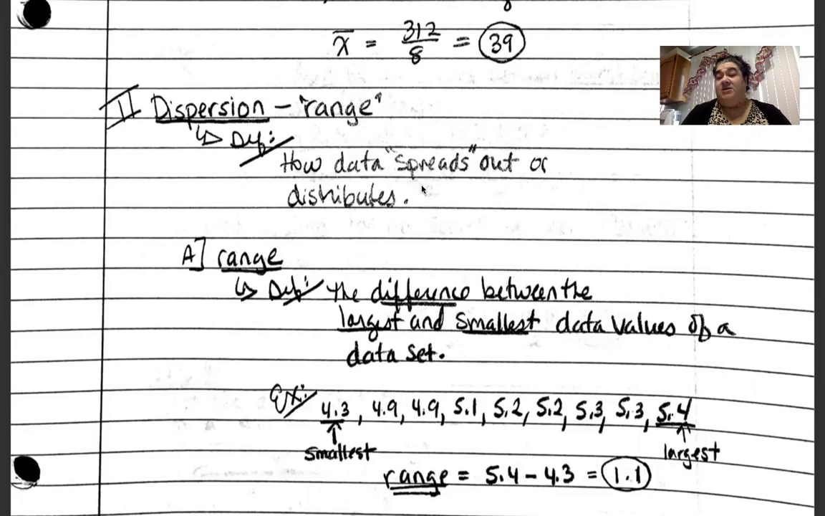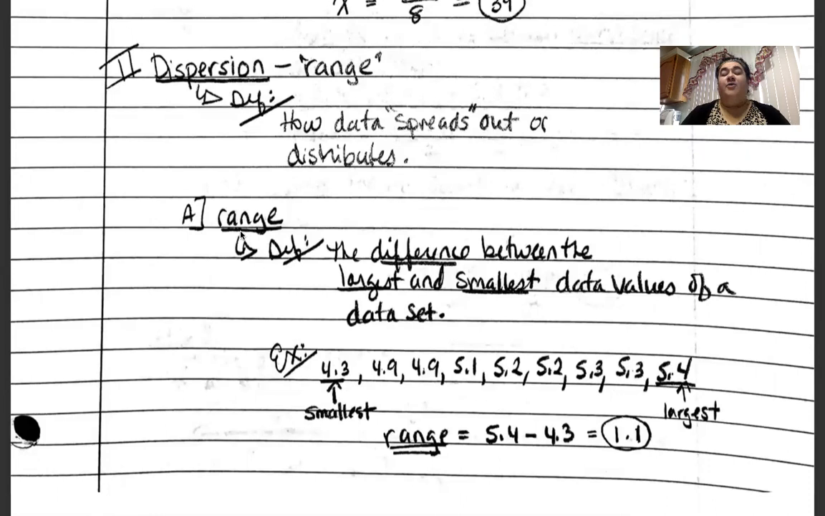And we have various ways of looking at dispersion. The easiest and simplest way, of course, is to find the range of a particular data set, okay? The range in a particular data set is defined as the difference between the largest data value and the smallest data value of any given data set.